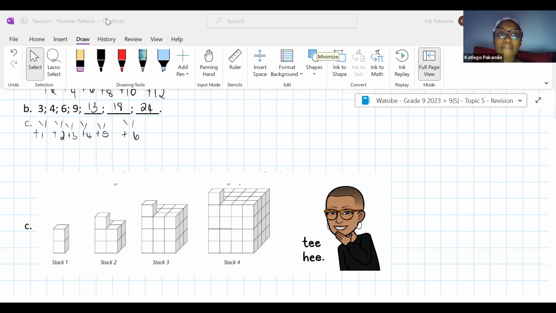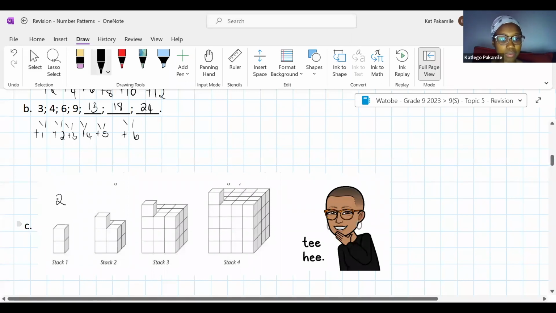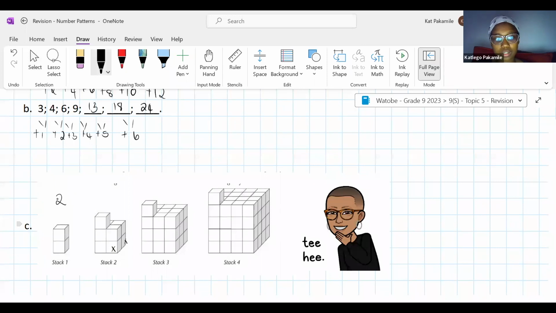Ma'am, you're adding odd numbers. Because stack 1, to equal to stack 2, you'll have to add 3. So stack 1 has how many? It has 2, right? Yes. But be careful, Sia. This is a 3D shape. So in stack 2, there's 1, 2 at the back, 3 in front, 4 at the back, 5 in front, 6 at the back, 7 in front, 8 at the back, plus this one, which is 9. Ooh. You see what's happening? Yes, ma'am.